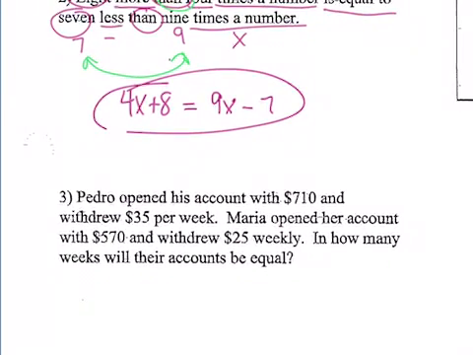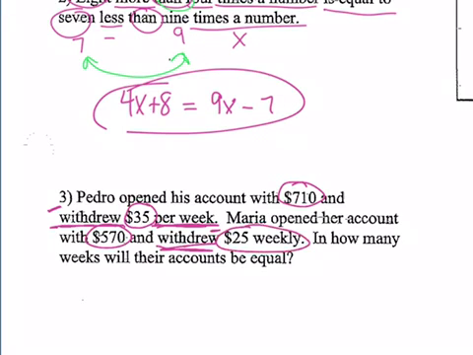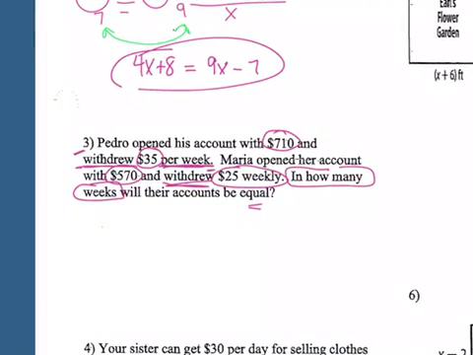So on number 3, Pedro opened his account with $710 and withdrew. So that means we're going to be subtracting. He's losing that money. He withdrew $35 per week. Then we got Maria. Maria opened her account with $570 and withdrew, so she's subtracting $25 weekly. In how many weeks will their accounts be equal? So remember we looked at word problems a couple weeks ago, and I said that the question is always going to tell you what your variable is.